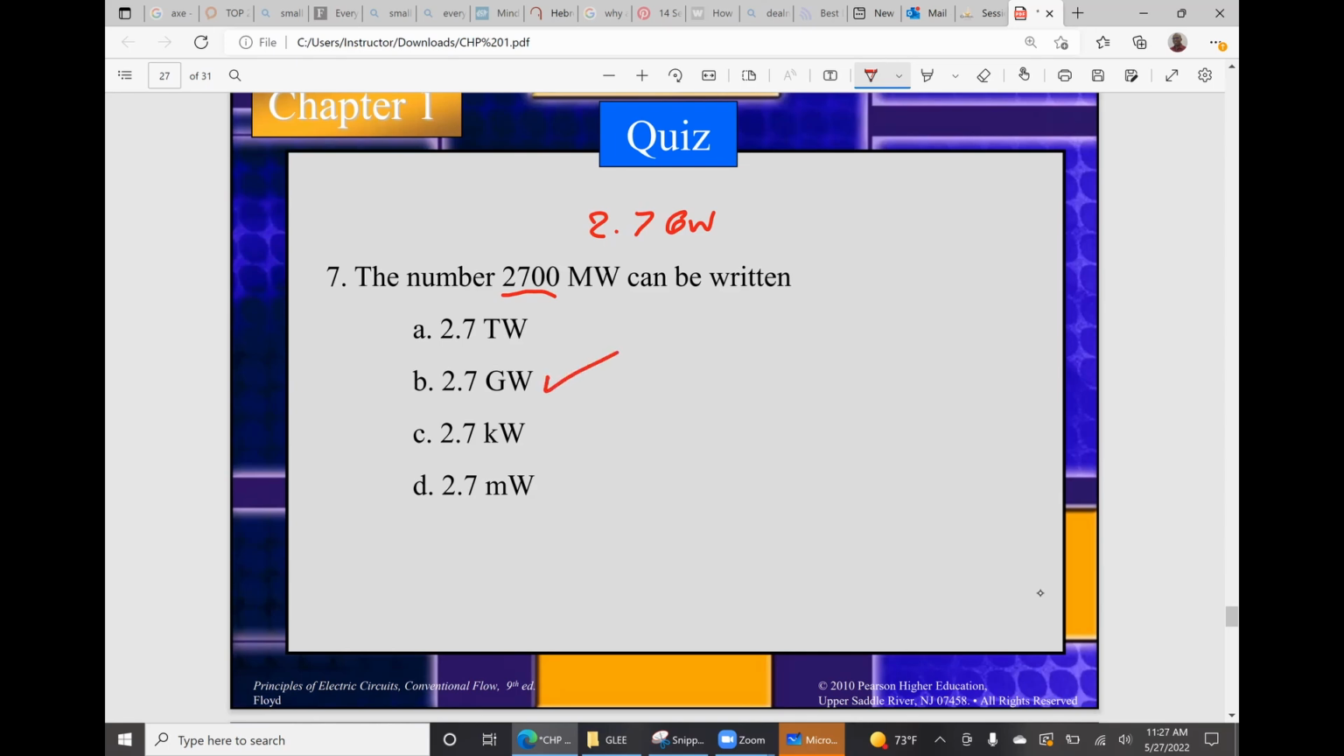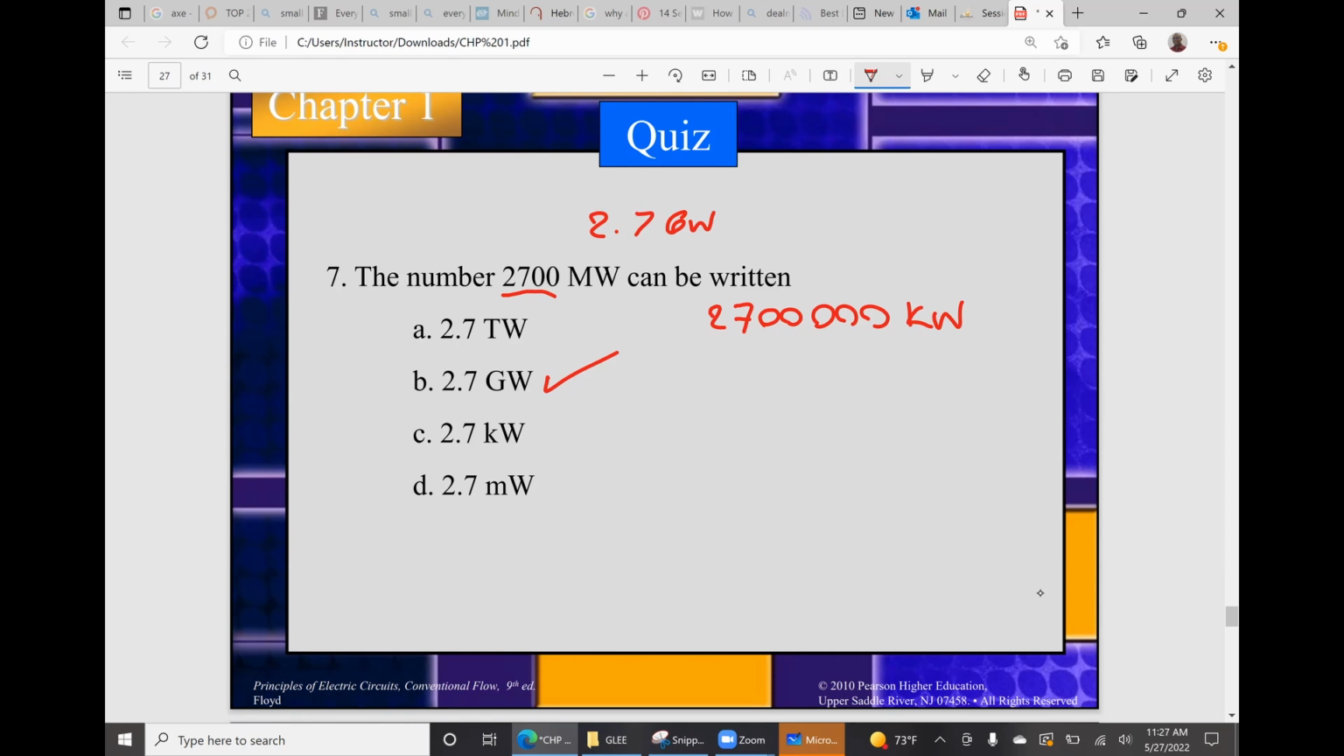All right. If you wanted to write it as kilowatts, we essentially need to multiply it by 1000. So it's going to be 2,700 kilowatts. All right. Of course, milli is going to be much larger.